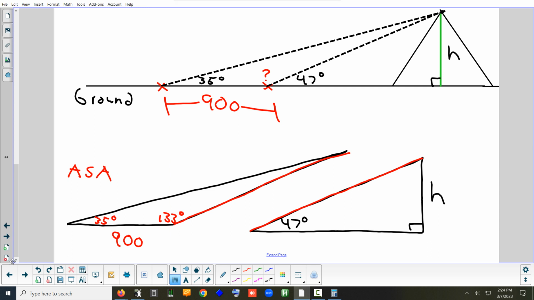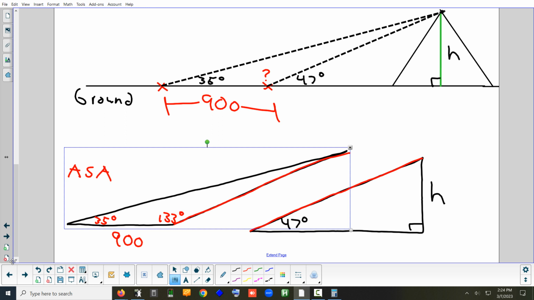Okay, so let's see if we can find that side in red. Well, to do law of sines, you need an angle and the side across from it. I don't see an angle in this picture and the side across from it that I know that's labeled. Does anyone see what we could do with that triangle on the left?